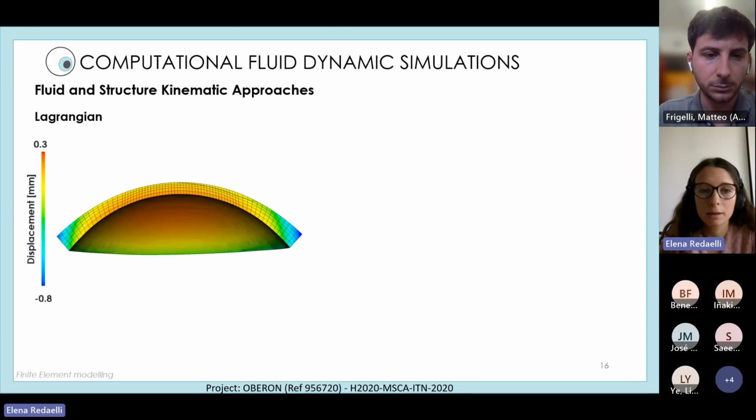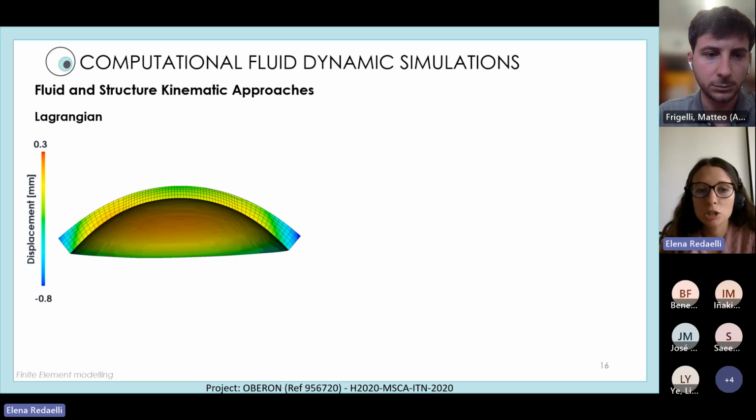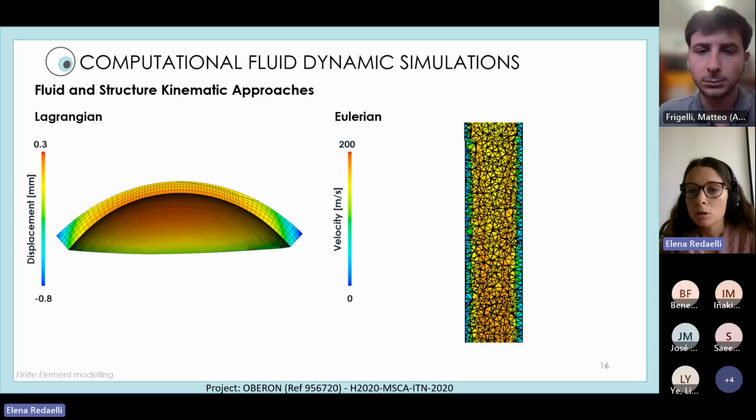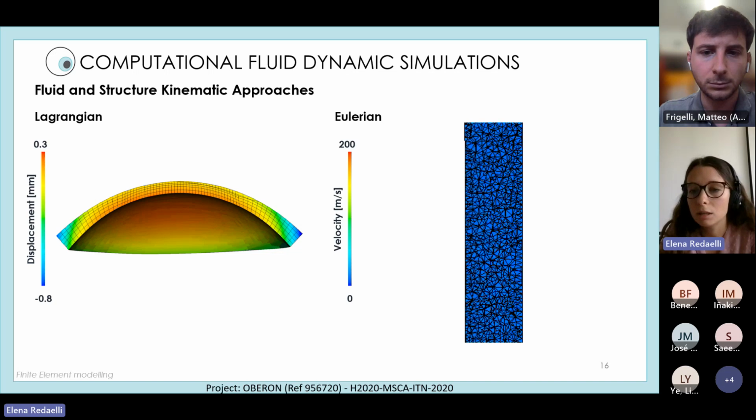To explain this concept better, I can show you this video in which you can see a structural simulation. You can see that the movement of the eye is related to the movement of the mesh. The mesh is moving with the movement of the eye. Here you can see the fluid, and the fluid is moving inside the mesh that is fixed. So we look at the velocity of the air when the mesh is fixed, okay? So this is the reason why we need different meshes.